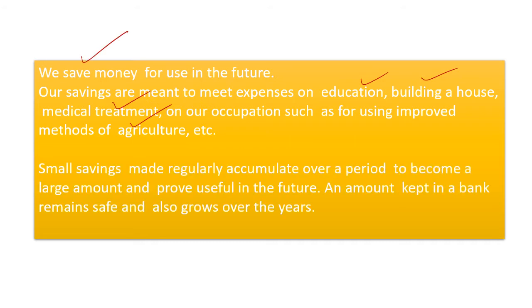That's one thing. Such small savings can be made regularly in a bank over a long period and become a large amount. Small amount will become large amount if you save, and it will be very useful for you in future. And most important, amount kept in bank is safe and grows over the years. You have to pay attention to this. It grows over the years. This is a very important term here. By time it grows.